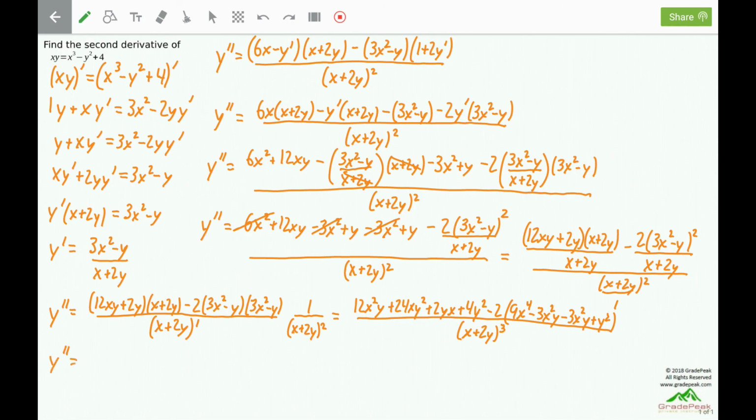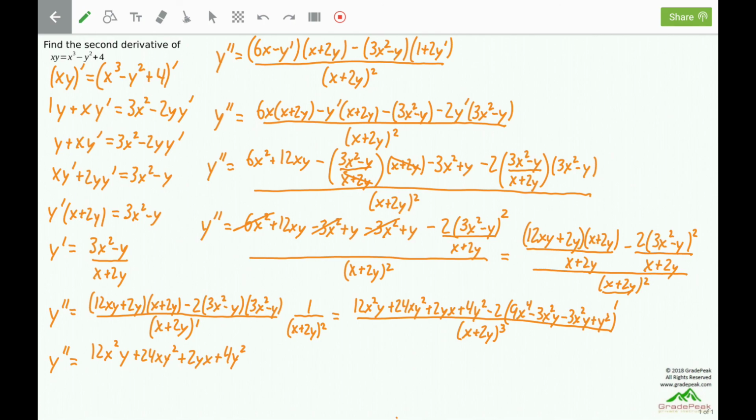So y double prime will equal to, we have a 12x squared y plus a 24xy squared plus a 2yx plus a 4y squared. And now we can distribute the minus 2.